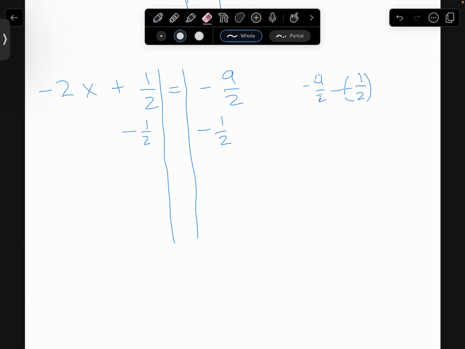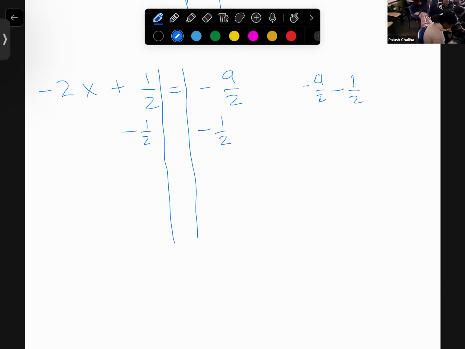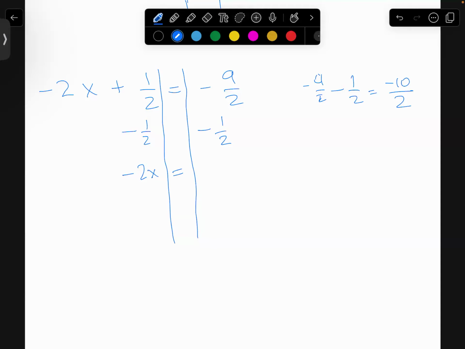Oh, wait. So we can think of it as -9 minus 1, which is -10, and then over 2. So this is what we went over in chapter 1 and chapter 2. So they would get an answer of -2x equals -5, because -10 divided by 2 is -5.